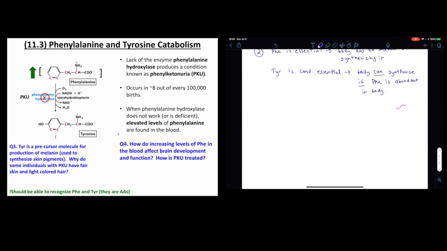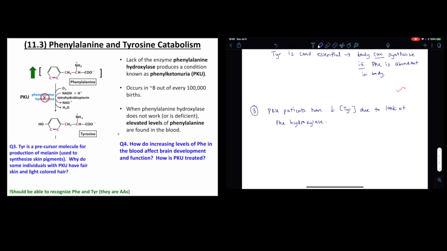Okay. So question 3. So we'll just write down that PKU patients have low concentrations of tyrosine due to lack of phenylalanine hydroxylase. Okay, as a result of having low amounts of tyrosine, low amounts of melanin can be produced.